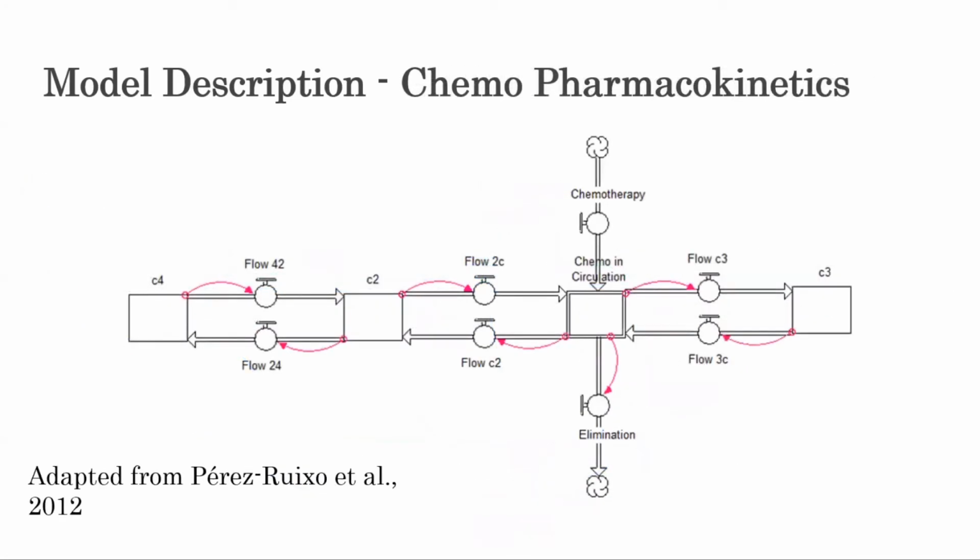Pharmacokinetics of chemotherapy is adapted from the 4-compartmental model of Perez-Ruijo. Chemo in circulation is the effective cytotoxin level in circulation. Other compartments, C2, C3, and C4, represent the other tissues that are away from the circulation. Agents exchange between tissues before elimination, which slows down the clearance of the drug.